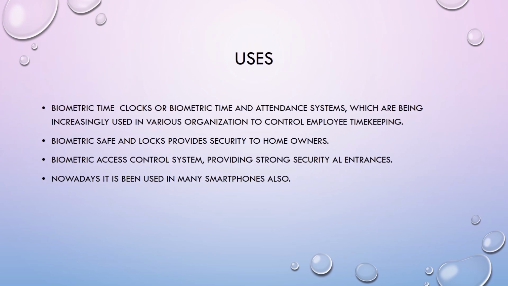Uses of biometrics. Biometric time clocks or biometric time and attendance systems are being increasingly used in various organizations to control employee timekeeping. Biometric safes and locks provide security to homeowners. Biometric access control systems provide strong security at entrances. Nowadays it is used in many smartphones also.